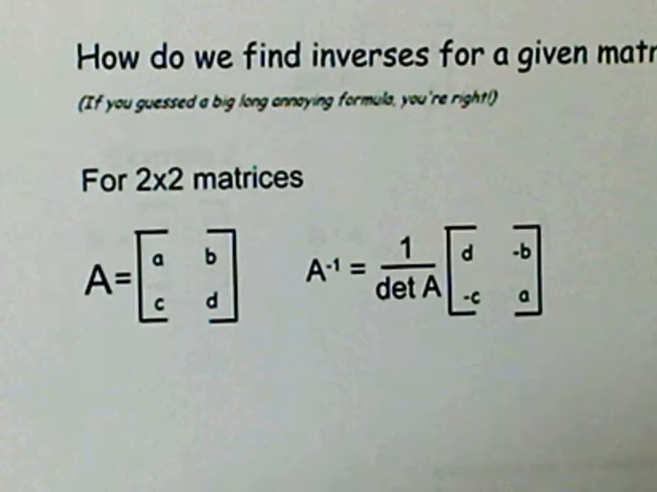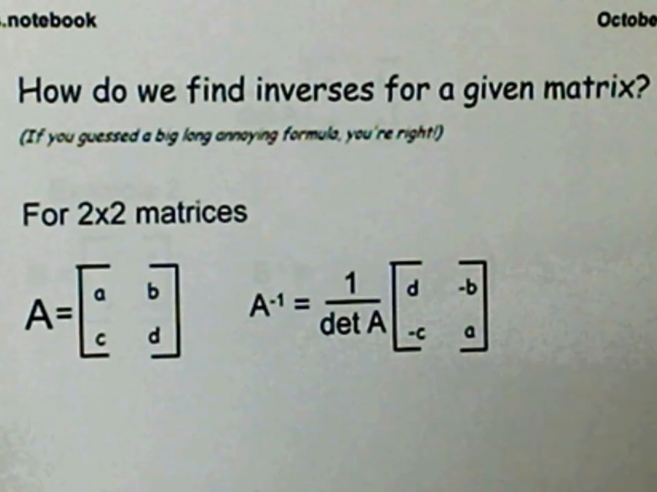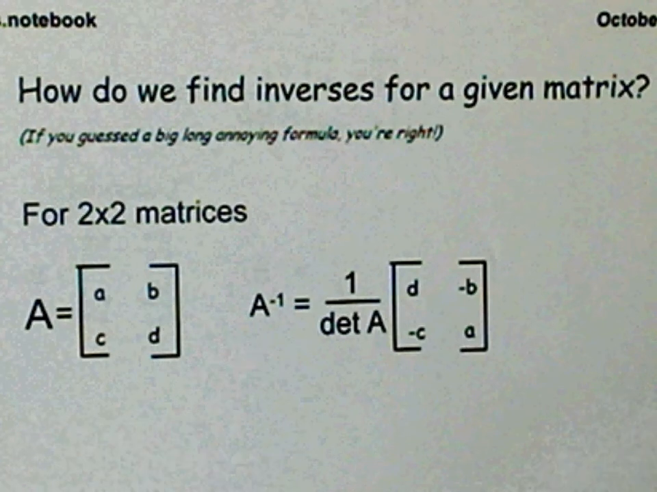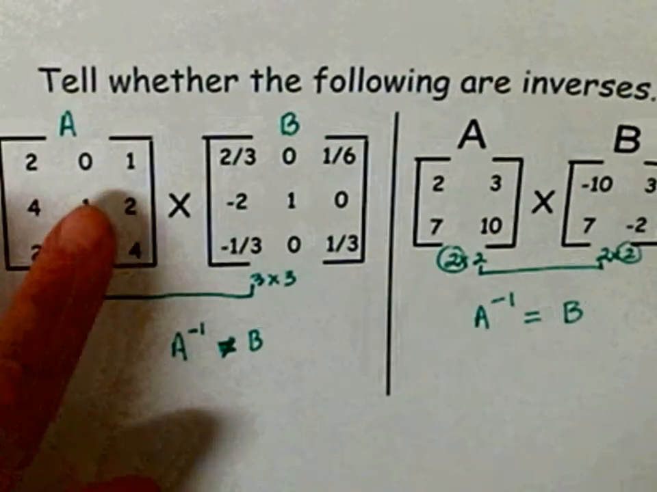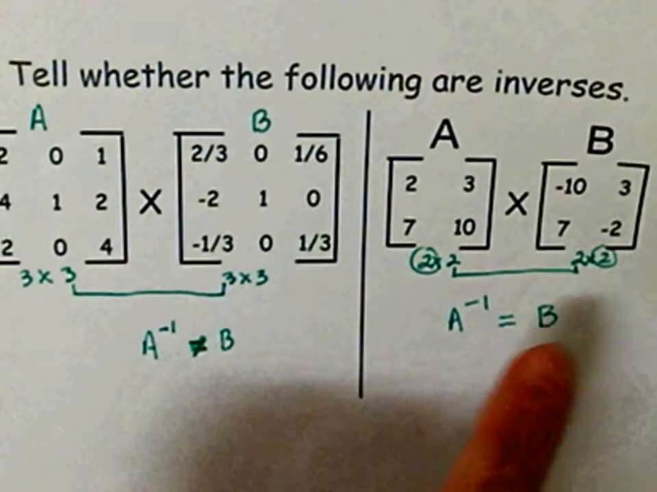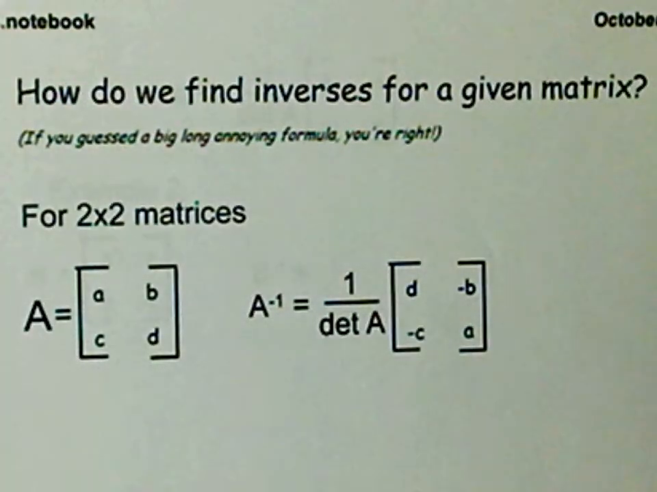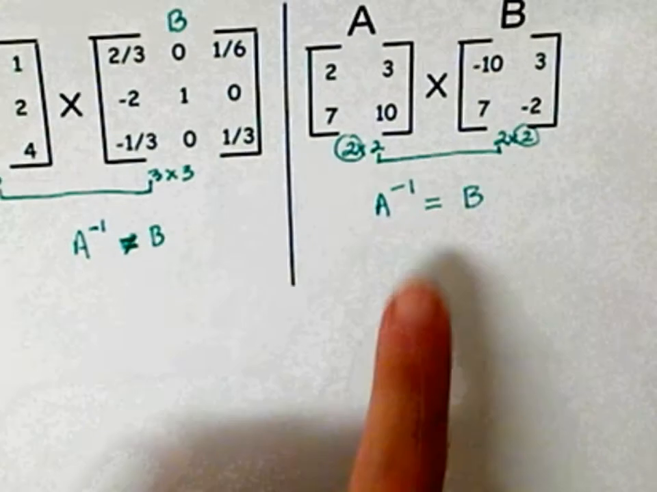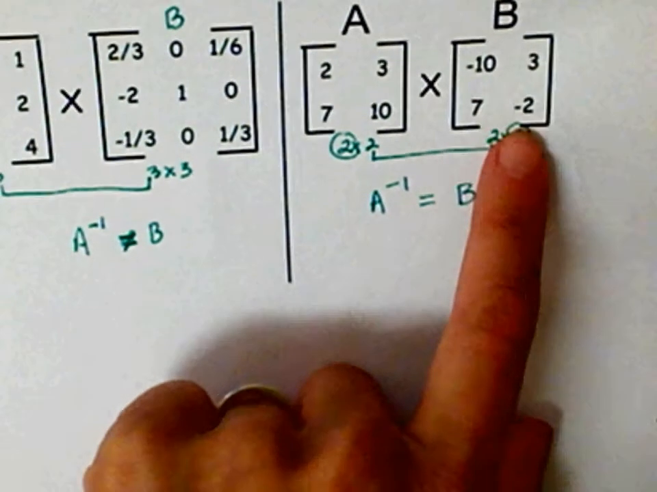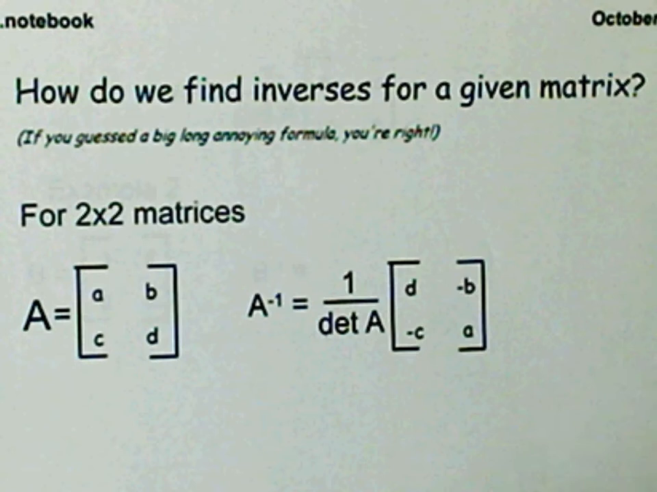Now, how do we find inverses for a given matrix? In the previous example, you were using the 3 by 3, and you could tell these were not inverses. These were given to you, and you could tell whether they were inverses. Now, you're going to go and find the inverse. You're going to find B to make sure they're inverses. So how do you go about finding inverses for a given matrix?